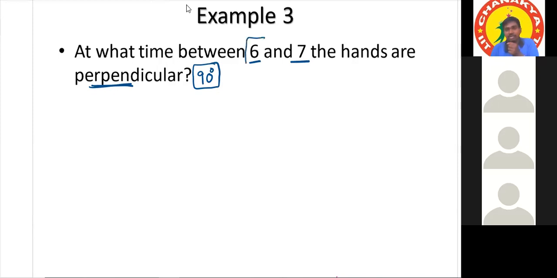So he's asking between 6 and 7, at what time it will be 90 degrees. Actually, yes, as you asked, it will happen between 1 and 2, between 2 and 3, and between 3 and 4. Every hour gap, it will happen. But he is asking for between 6 and 7. So here the question is, in 1 hour it happens 2 times, right?